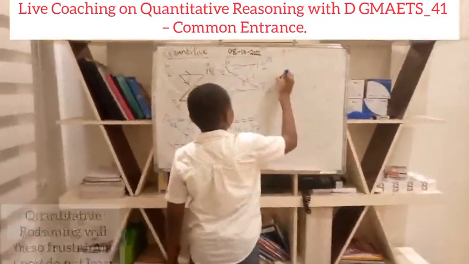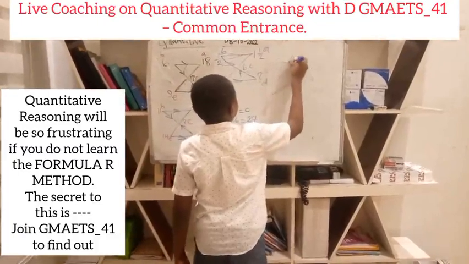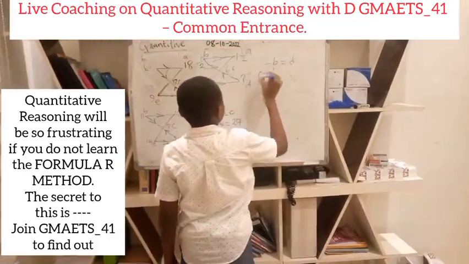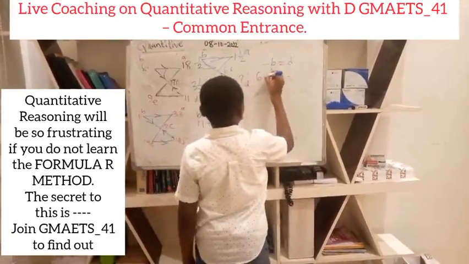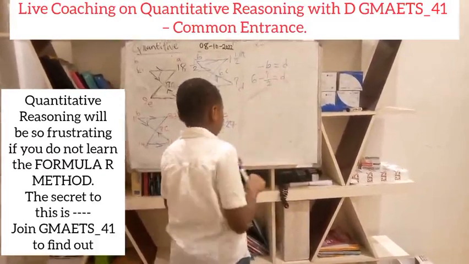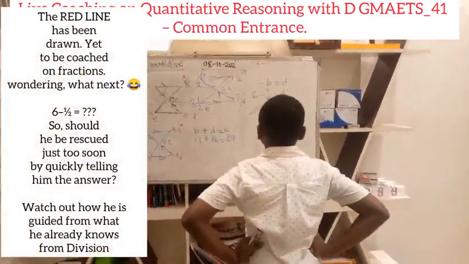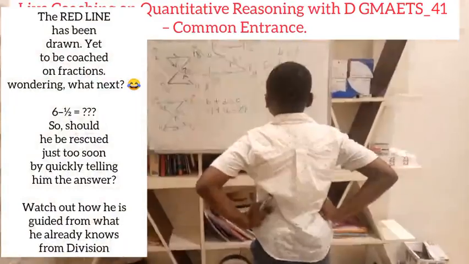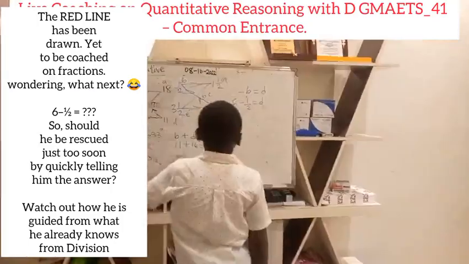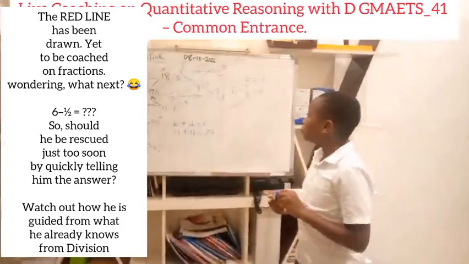So the formula is C minus D equals to D. So I have to do 6 minus 1 over 2 equals to D. So that's what the question is. All right. So you have 6 minus 1/2 equal to D.